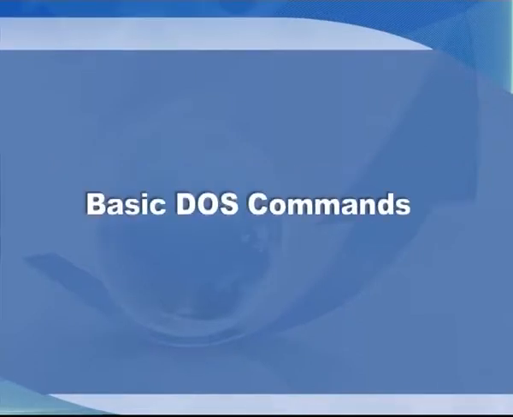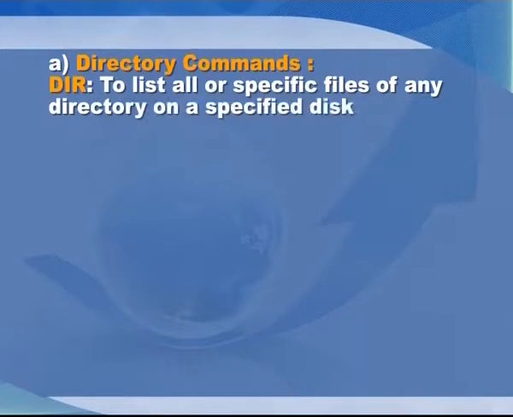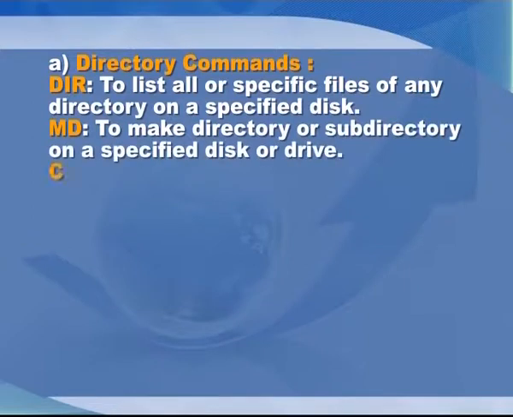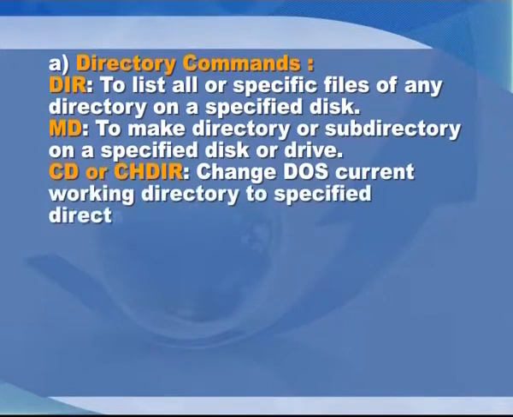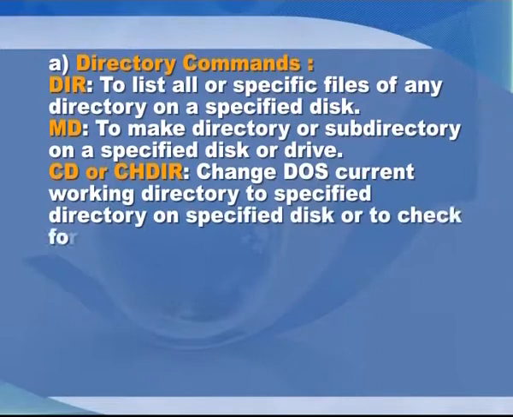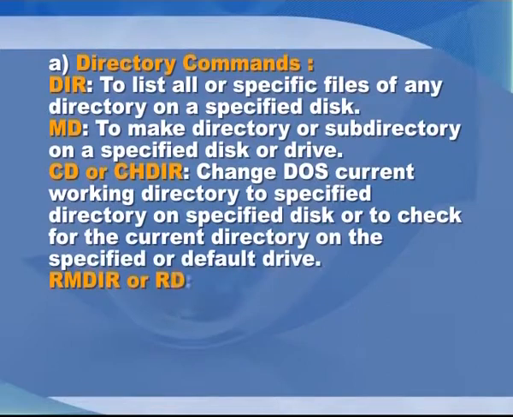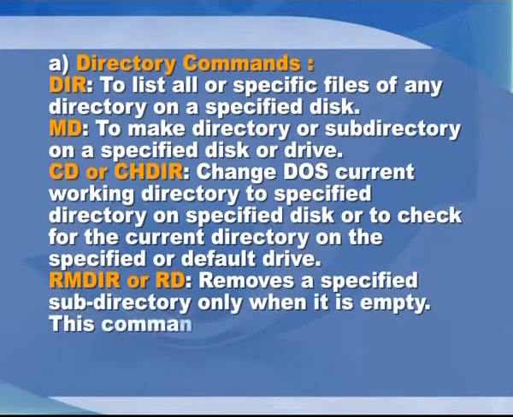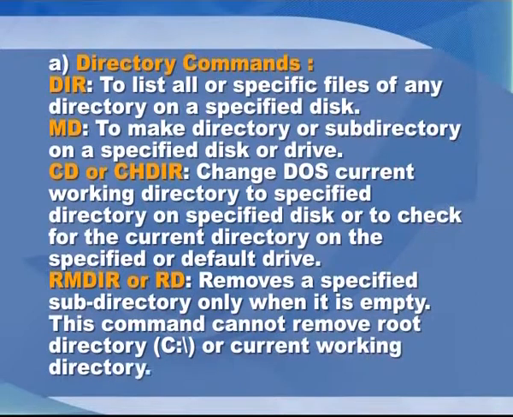The basic DOS commands. A. Directory commands. dir, to list all or specific files of any directory on a specified disk. md, to make a directory or subdirectory on a specified disk or drive. cd or chdir, change the DOS current working directory to the specified directory on the specified disk or to check for the current directory on the specified or default drive. rmdir or rd, removes the specified subdirectory only when it is empty. This command cannot remove the root directory or current working directory.